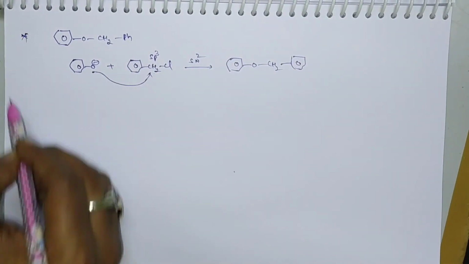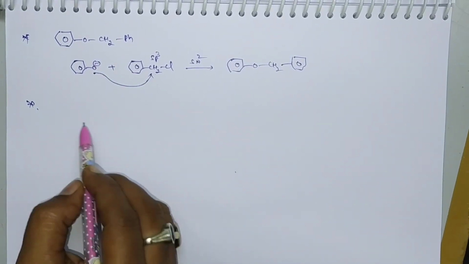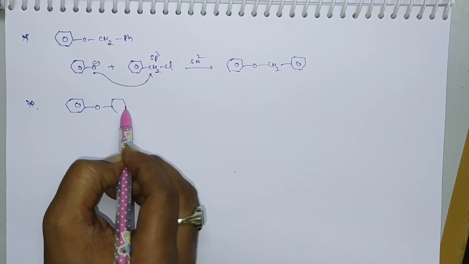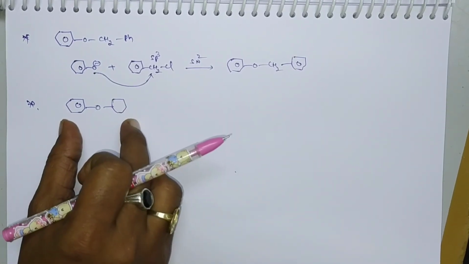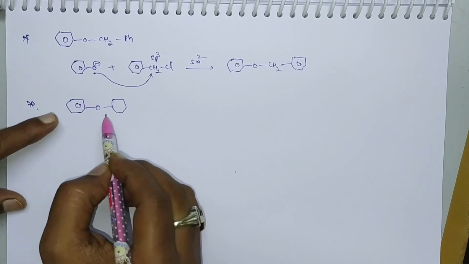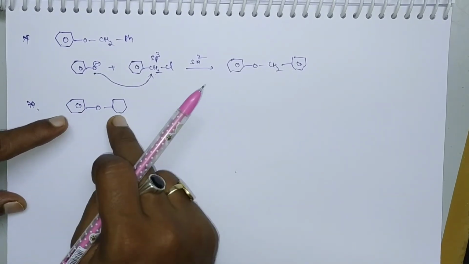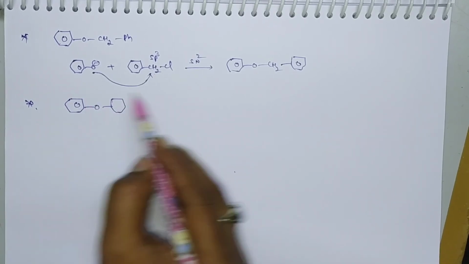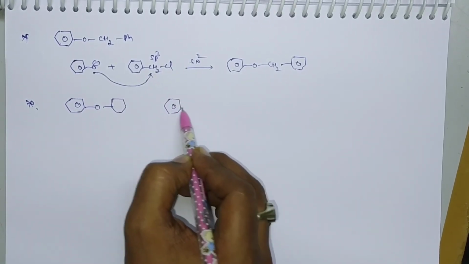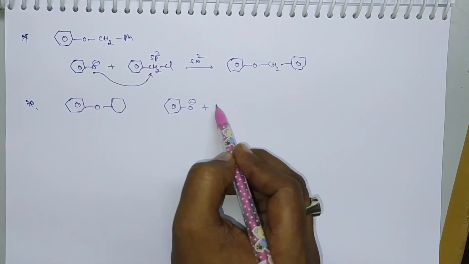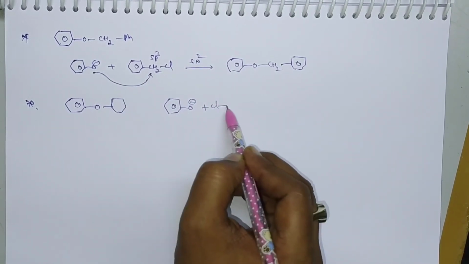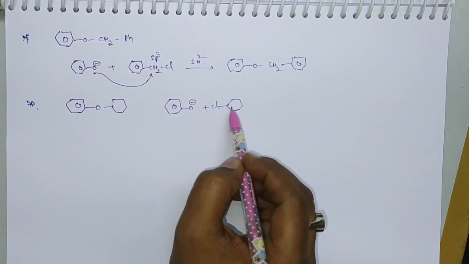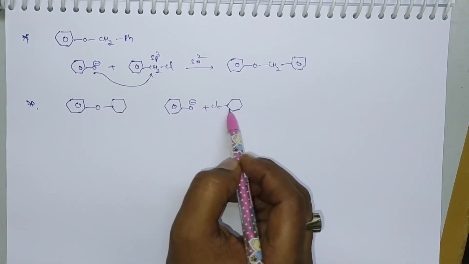Now let us check for another product. Can we prepare this one or not? This ether can be prepared by taking this alkyl halide derivative and this alkoxide derivative. So we can prepare it like this. This is the phenoxide ion. This phenoxide ion reacts with this cyclic chloro derivative, that is chlorocyclohexane.